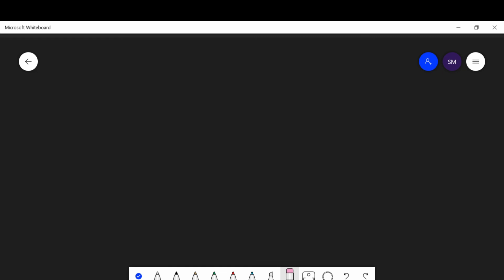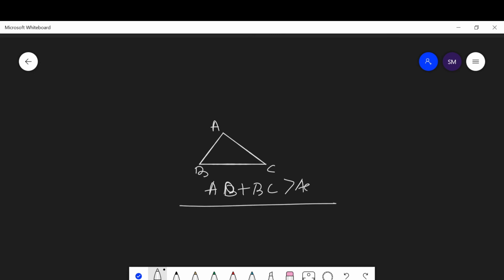The triangle inequality property says the sum of two sides of a triangle is always greater than the third side. Suppose ABC is a triangle. The sum of two sides AB plus BC is greater than AC. This is always satisfied. In a right angle triangle, the Pythagoras theorem says that h square is equal to p square plus b square.